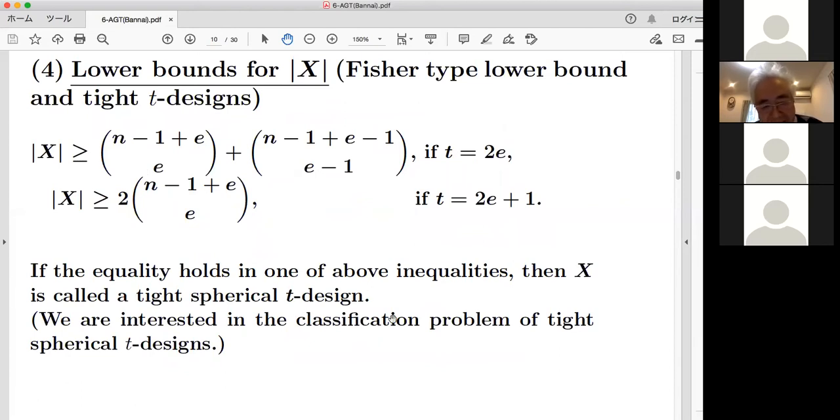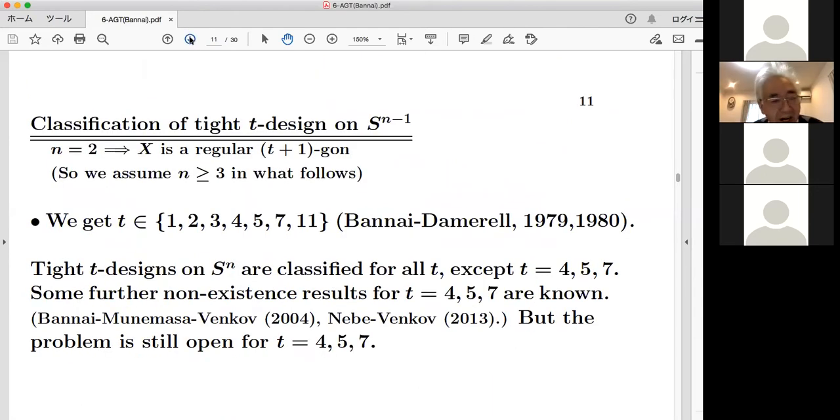And we are interested in the classification of tight spherical t-designs. And actually, they are classified. If n equals 2, then X is a regular (t+1)-gon. So we assume n is at least 3. Then we have shown many years ago that t is at most one of these numbers: 1, 2, 3, 4, 5, 7, and 11. And those with t = 1, 2, 3, or 11 are classified. But 4, 5, 7 are still open.